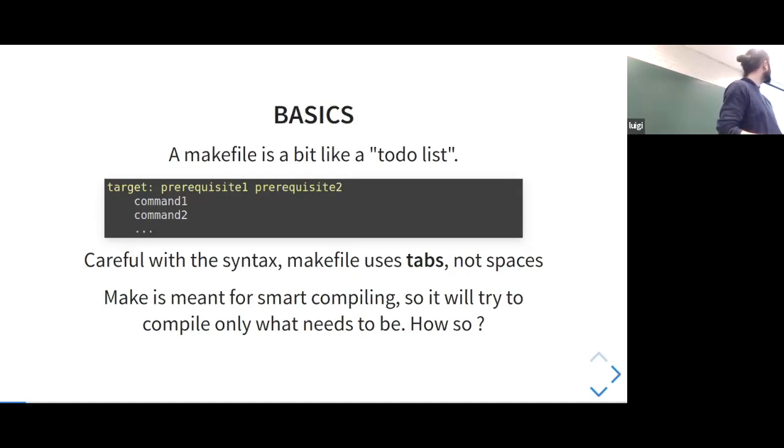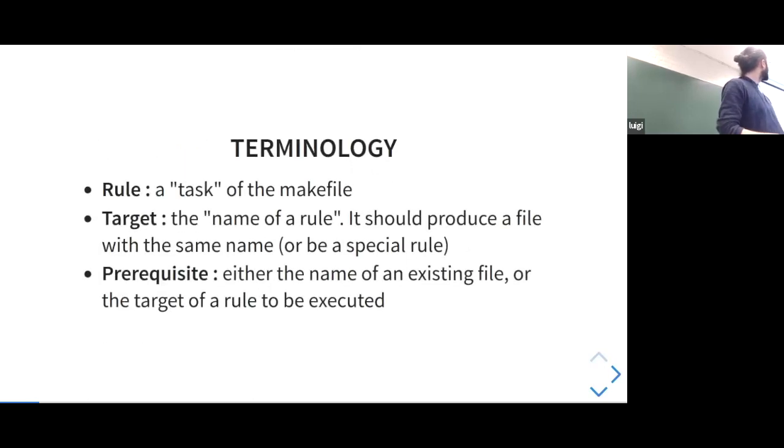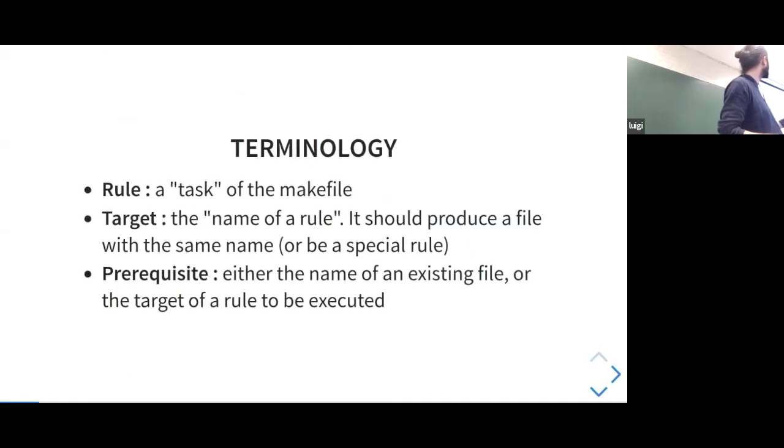Now the question, of course, is how does it do that? The rule is a task of the Makefile. Each of those tasks is a rule. That is the name of a rule. It's also the name of the target, the name of the file that should be produced by that specific rule. And prerequisites are either the name of an existing file or the name of a target to be executed. If it's neither of them, then you have an error.